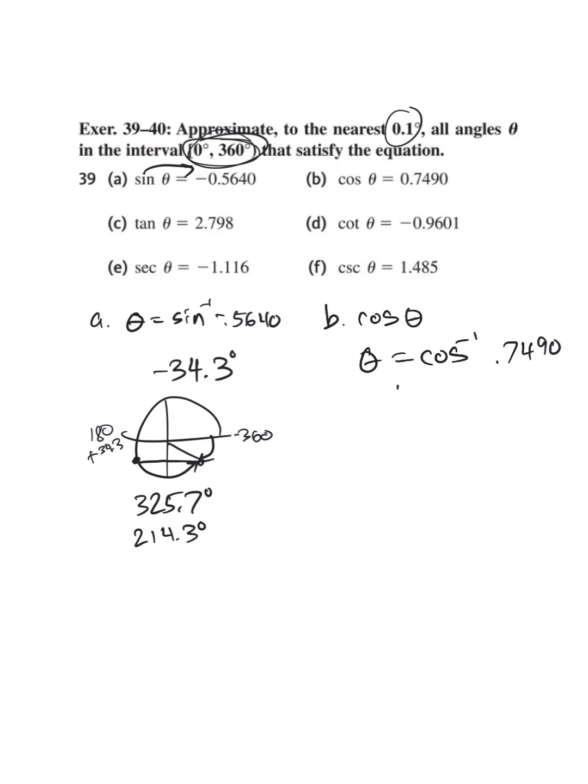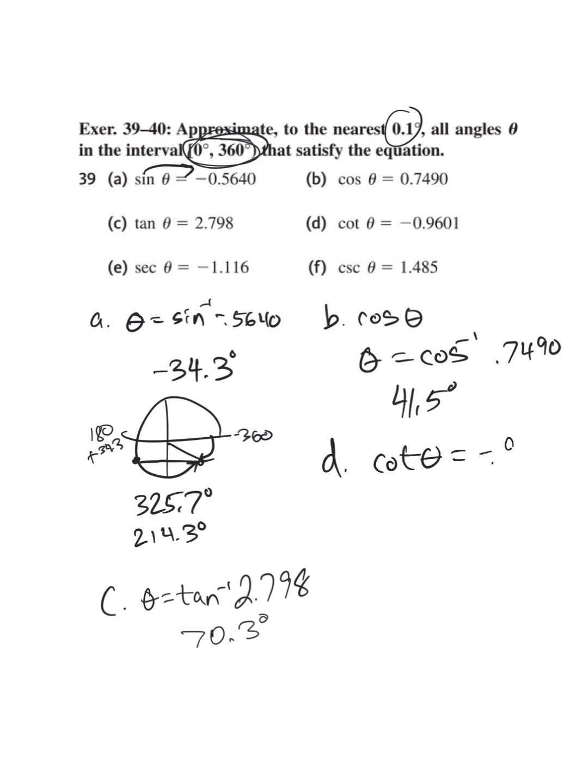And that is 41.5 degrees. All right, C is the arc tangent of 2.798. So 2.798, you take the arc tangent of that, and you get 70.3 degrees. And D, we get into the reciprocals here, negative 0.9601.